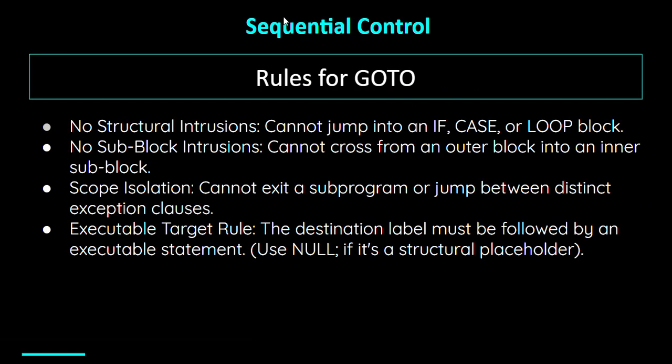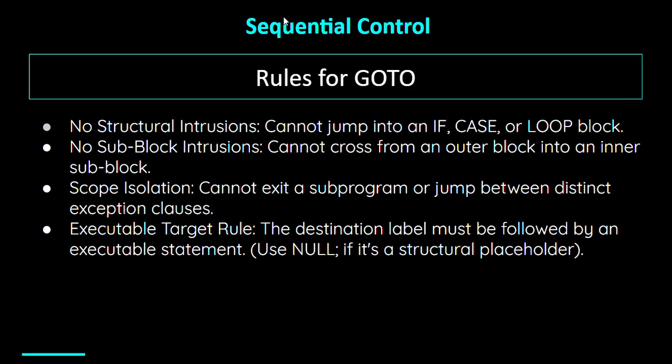Finally, there is go to. This is the sequential control. Go to has some rules, that is, we cannot jump into an if, case, or loop block. First is no sub block intrusions, that is, cannot cross from an outer block into the inner sub block. We cannot have the go to statement in the outer block and the label within the sub block.